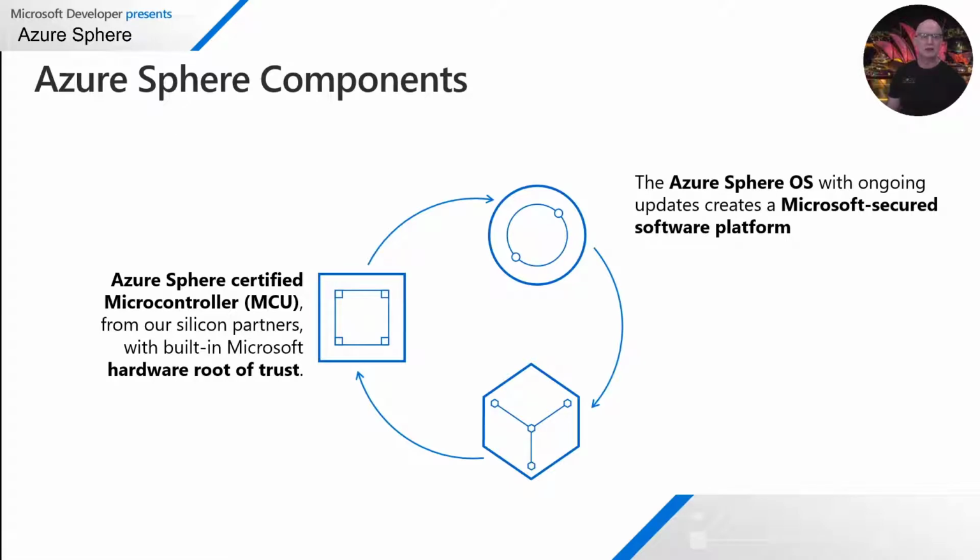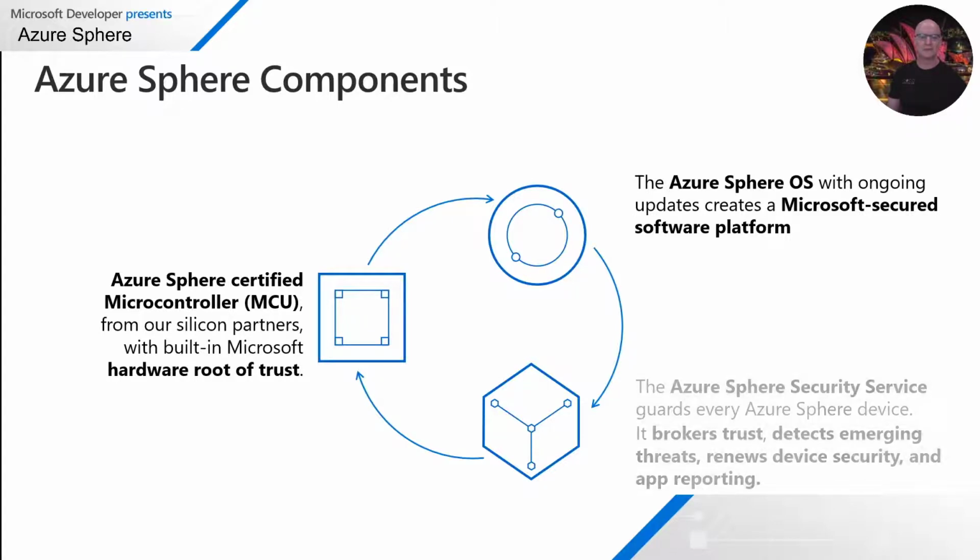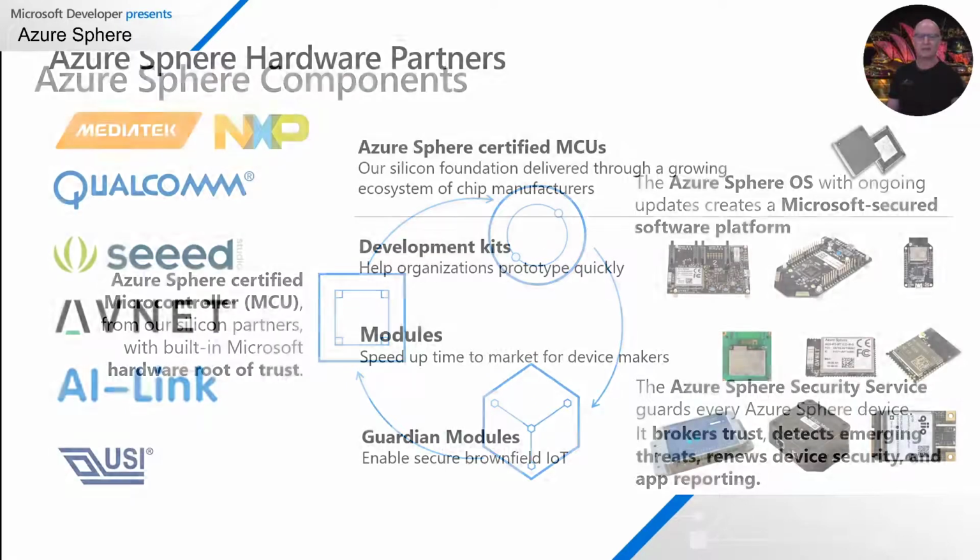The second component is the Azure Sphere operating system, where we will provide ongoing updates to ensure the platform is secure. And the third component is a cloud component called the Azure Sphere Security Service. And amongst other things, it's responsible for brokering trust, detecting emerging threats, renewing device security, and app reporting.